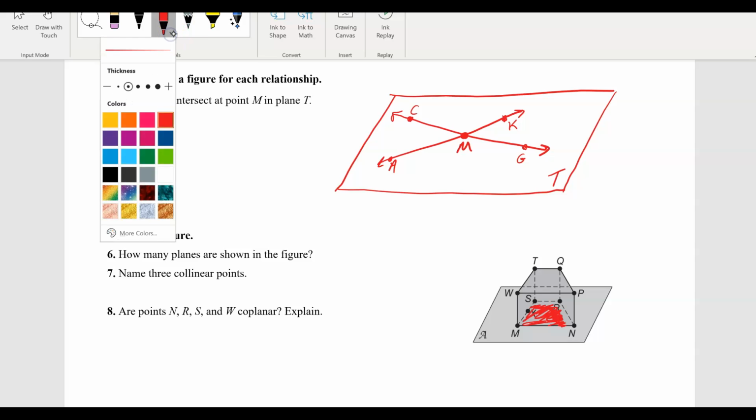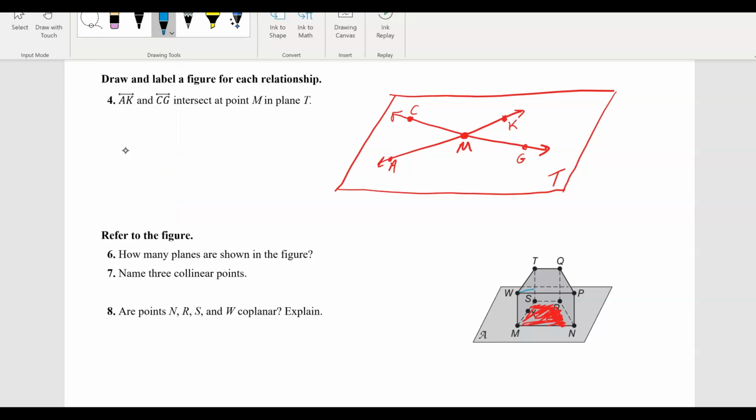Let me see if I can show you where the other planes are. See if I can get a different color here. How about this plane that lives up above it, parallel to it? It's sort of the ceiling. Okay, so we have plane A. That's one plane.